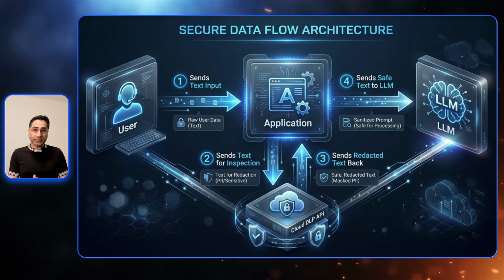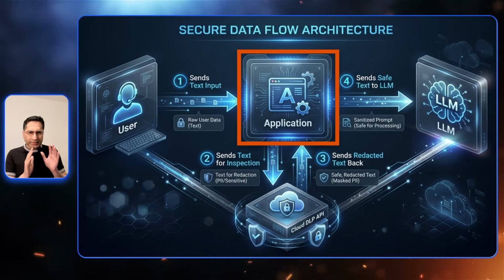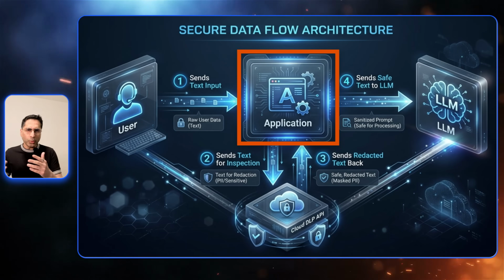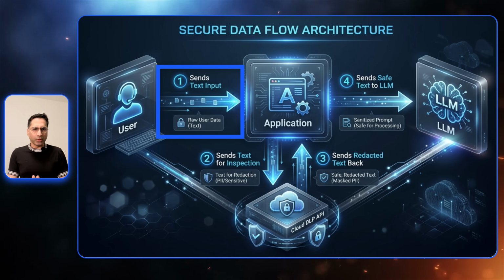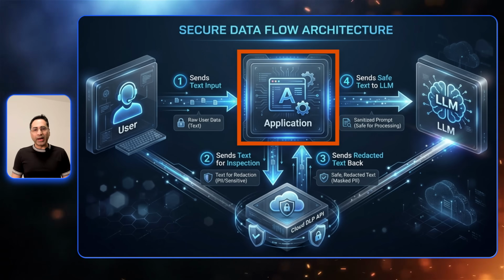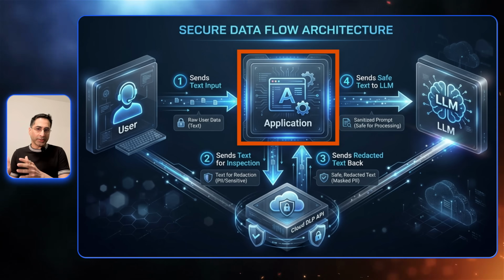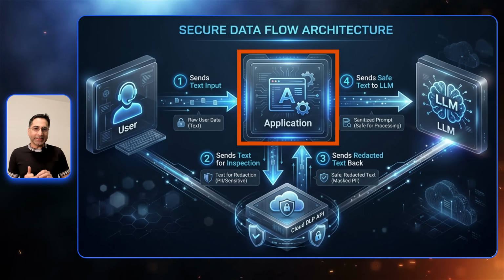So in order to understand this, let's look at the architecture. In the center, we have our application. This is the UI we just saw. The first step is where the user sends a request: what is John's social security number? Our application receives this and pulls the user's information via the RAG architecture. At this exact moment, the application is holding the raw sensitive PII in its memory.